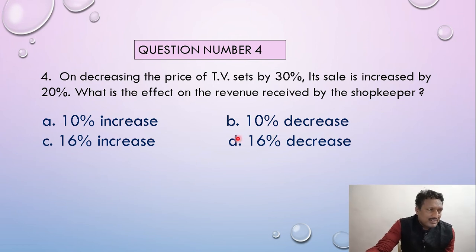Why we have to add this 14 to 70? Because it is a 20% increase. Okay. So 70 plus 14 means 84. So finally we got the answer 84. But our aim is the answer should be compared with 100 finally. That means the effect on 100.